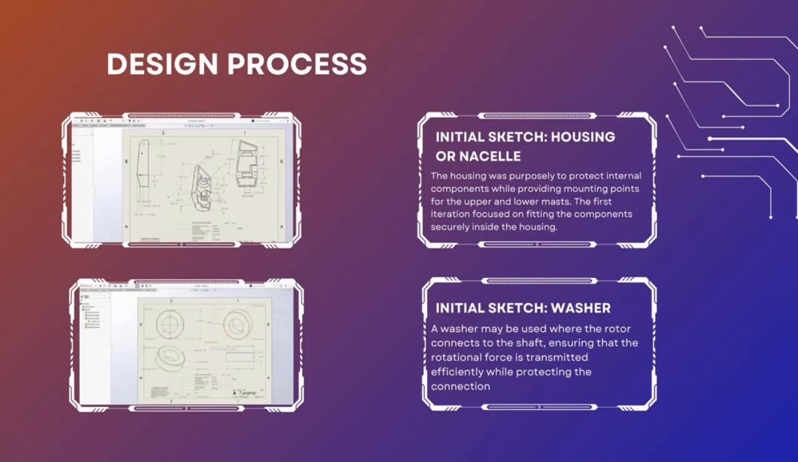Design process. Initial sketch, which is housing. The housing was purposed to protect internal components while providing mounting points for the upper and lower mast. The first iteration focused on fitting the components securely inside the housing. Next, initial sketch washer. A washer may be used where the rotor connects to the shaft, ensuring that the rotational force is transmitted efficiently while protecting the connection.